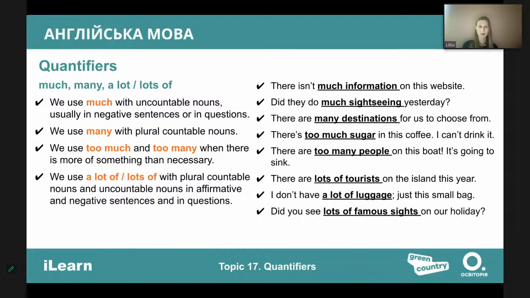And a lot of and lots of can be used with all of them. Pay attention in affirmative, стверджувальних, and negative sentences, and in questions. So a lot of can be used with all of them, while many and much, especially much, is usually used in negative sentences or questions. Do you have much time? Sorry, I don't have much time.